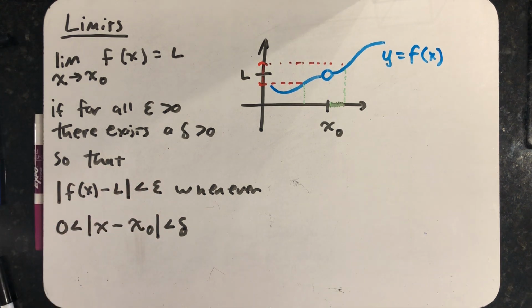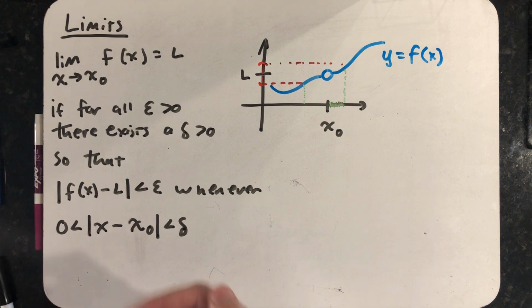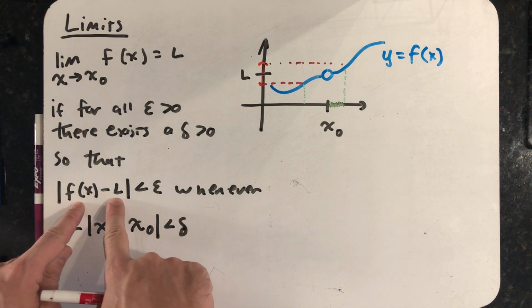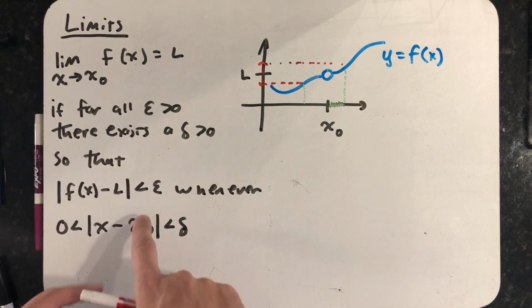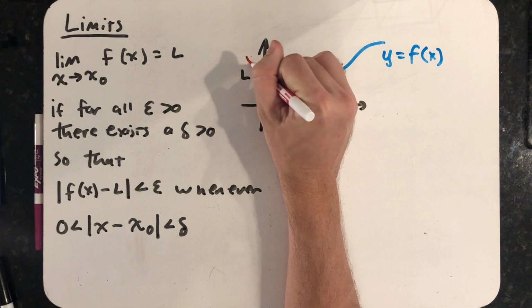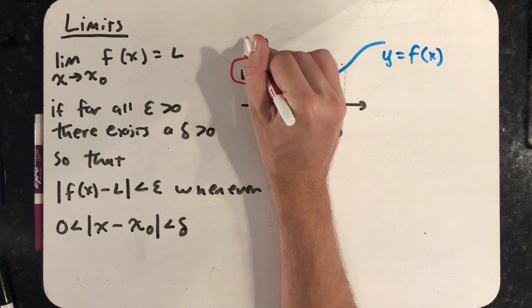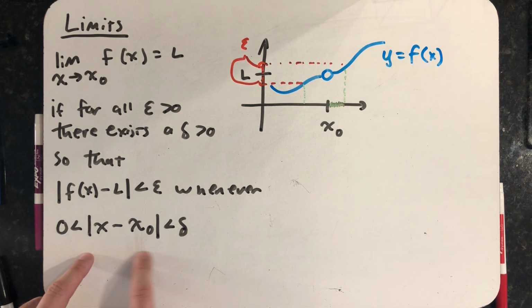This first one is talking about keeping the y values close to L. So f of x minus L is a distance between a y value and L. In absolute value, it's a distance, and I'm trying to keep that less than epsilon. So in my diagram here, these distances here, that's my epsilon. That's the as close as I want, right? I'm supposed to keep the y values as close to L as I want. How do I do that? By controlling the distance the x's are away from x naught.